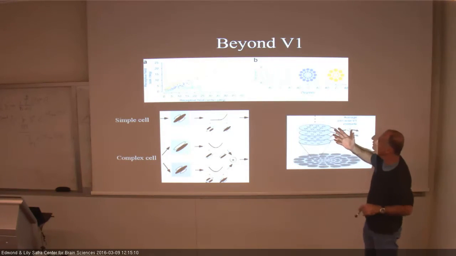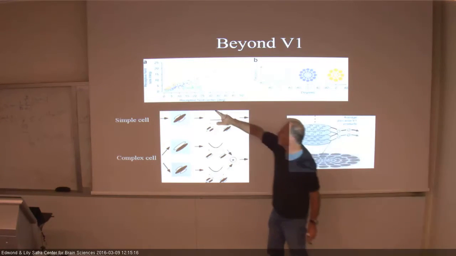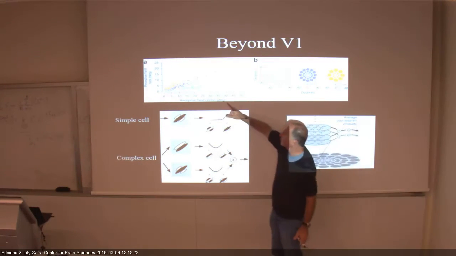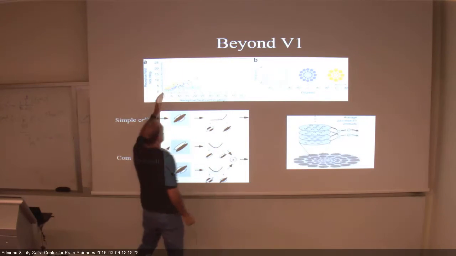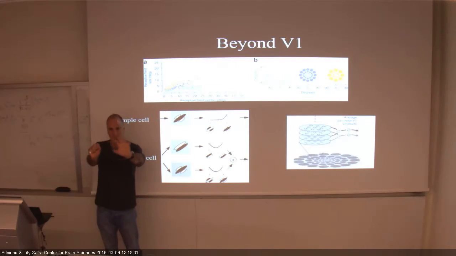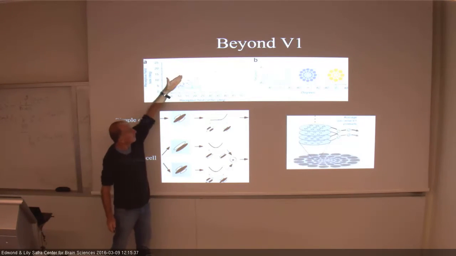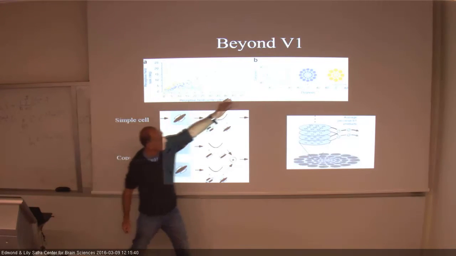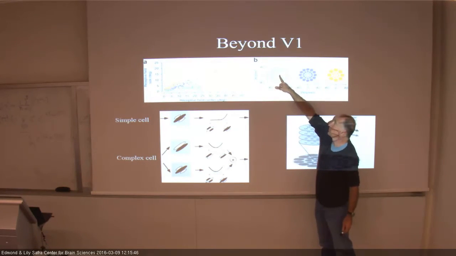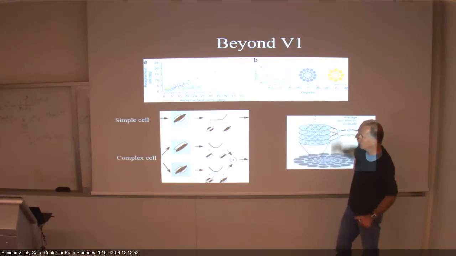The first thing to notice, as you move beyond V1, what do you get? First of all, the receptive fields are becoming bigger, right? What you see here is the change of the receptive field size as a function of eccentricity. As you move from the center of gaze further and further out, receptive fields become bigger, and the slope is greater in higher order areas than in V1. That's a schematic portrayal of this: the receptive field size as a function of eccentricity in V1, and that will be the case in V4, with some overlap here, which you do not see here, of course.